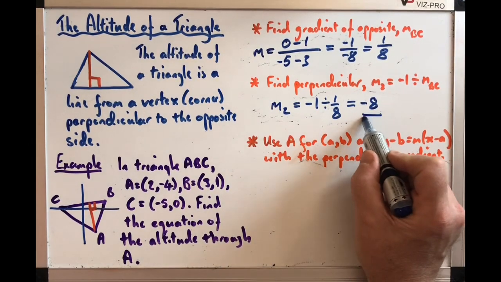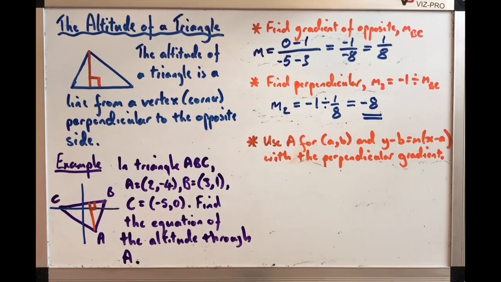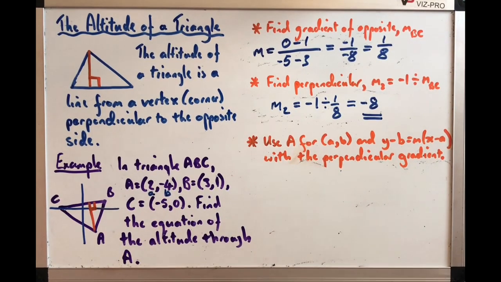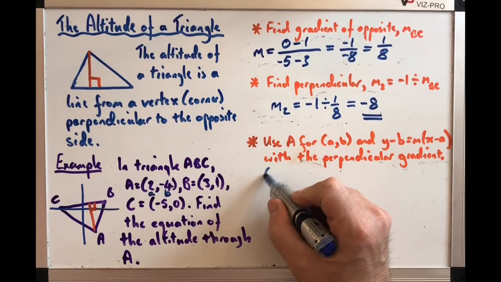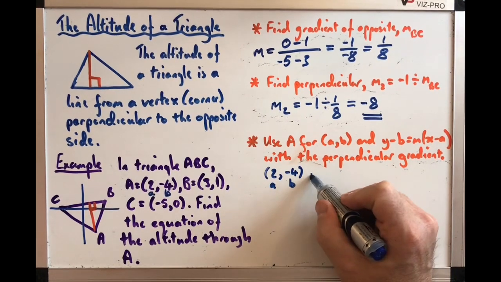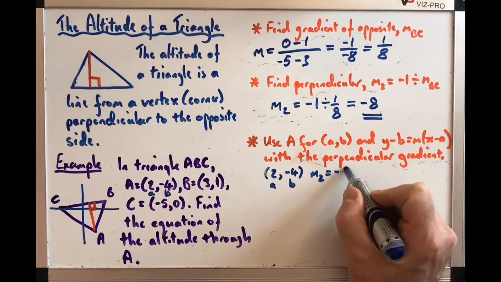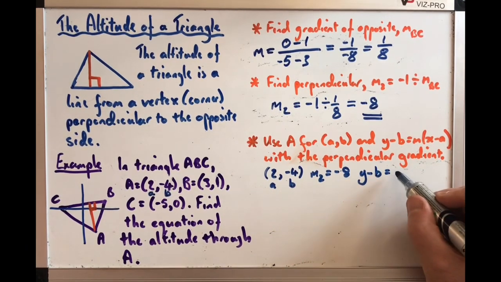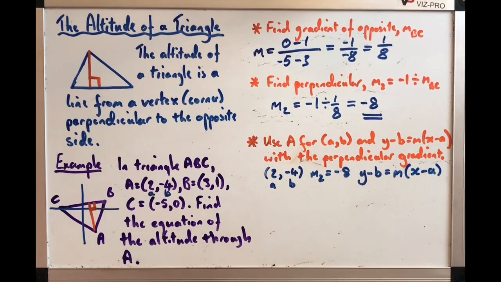We've got the gradient here of the perpendicular, and we know the point because look, that's A, that's B. Yes, because we're told it goes through A. That's the only point we know on the line. So we're using (2, -4), as I said, that's A, that's B. We've got our gradient of the perpendicular is minus 8, and we're using this equation, which you should really be remembering by now. y minus b equals m(x minus a). Okay, let's work that out.